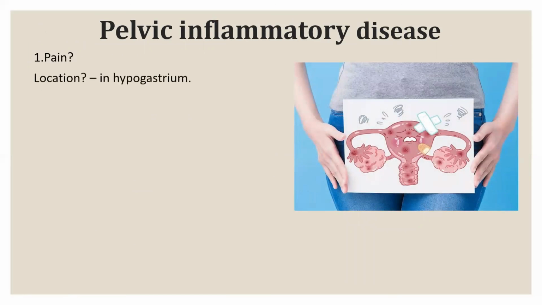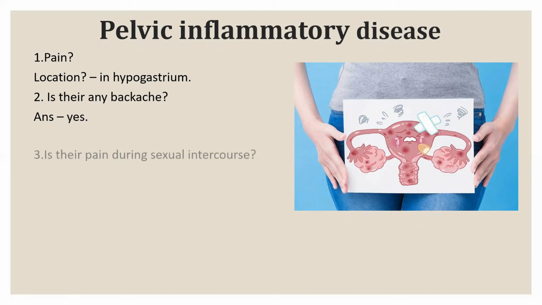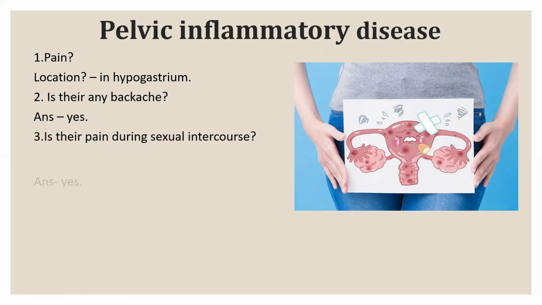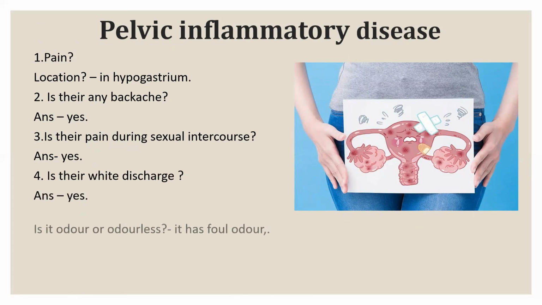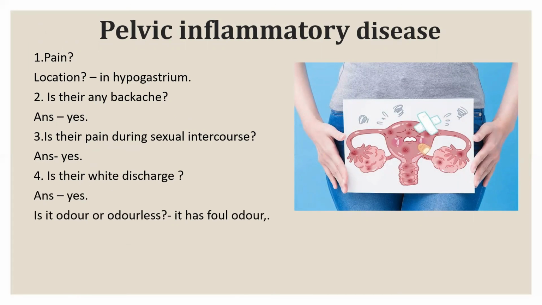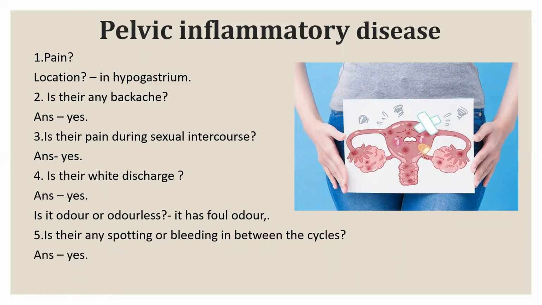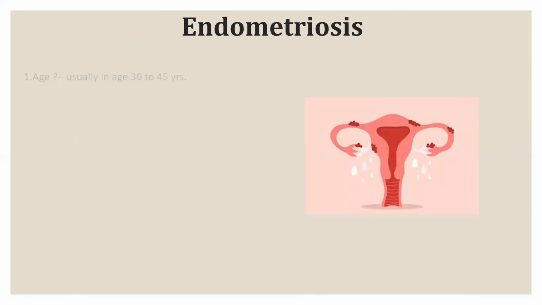We'll see pelvic inflammatory disease. How is the pain? Location in hypogastrium. Is there any backache? Yes, backache is usually very marked in PID. Is there pain during sexual intercourse? Yes. Is there any white discharge? Yes. Is the white discharge odorous or odorless? It has foul odor. Is there any spotting or bleeding in between the cycles? They'll say yes.